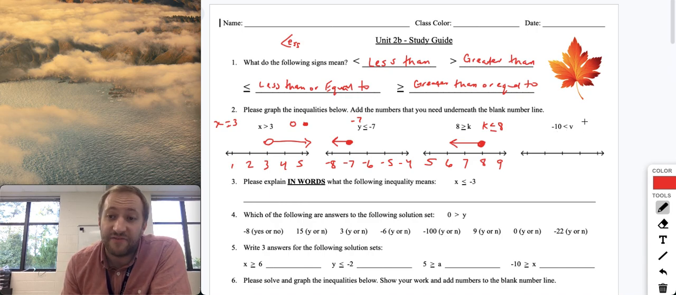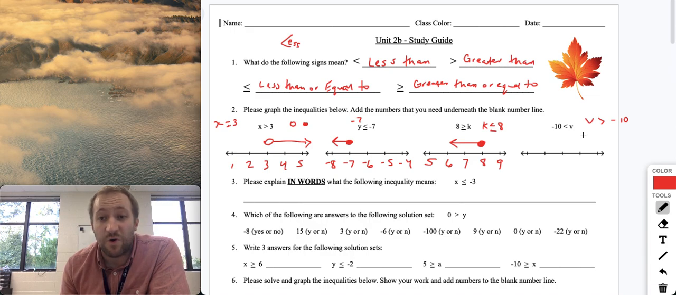Negative 10 is less than v. I'm going to rewrite it and I'm going to put the v on the left, the negative 10 on the right, and then when I do that, I have to flip the sign, all right? If v is larger in the original, it still needs to be the larger side of this inequality when I flip it around, all right?